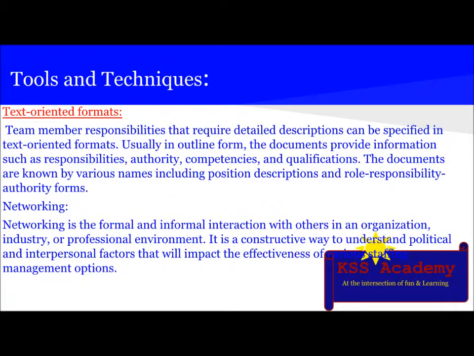The next input is networking. Networking is formal and informal interaction with others in the organization, industry, or professional environment. It is a constructive way to understand political and interpersonal factors that will impact the effectiveness of various staffing management options.